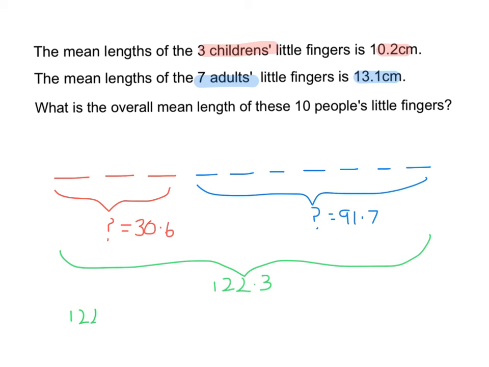So the mean is the total, 122.3, divided by how many there are. Now there's 3 here, 1, 2, 3, 4, 5, 6, 7, 8, 9, 10, so there's 10 altogether. So it's 122.3 divided by 10, which is 12.23. So the mean for children and adults is 12.23 centimetres.